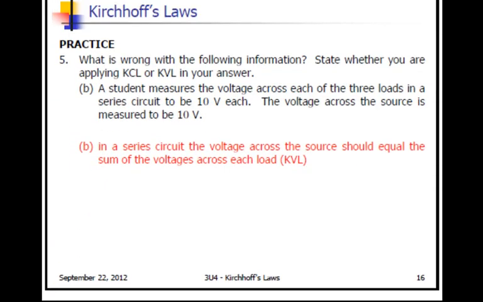Here's another misunderstanding. It says, a student measures the voltage across each of the 3 loads in a series circuit to be 10 volts, and he states the voltage across the source is measured to be 10 as well. Well, that can't be true, because for a series circuit, the source gives us the amount of voltage that we can drop across each load. So if it was 10 volts at each of the loads, the source would have to be 30 volts, or the student is measuring these loads incorrectly.